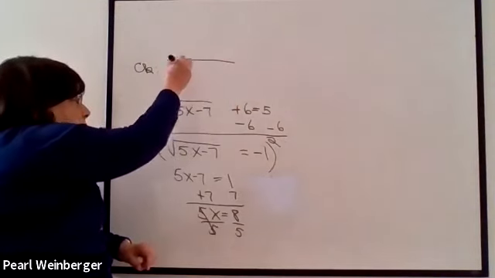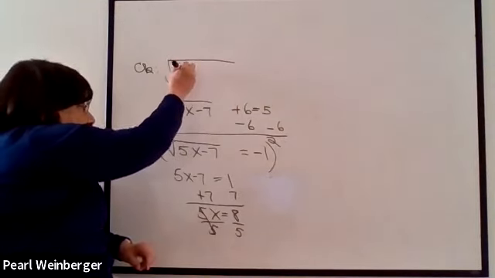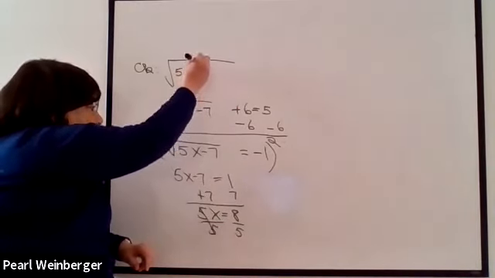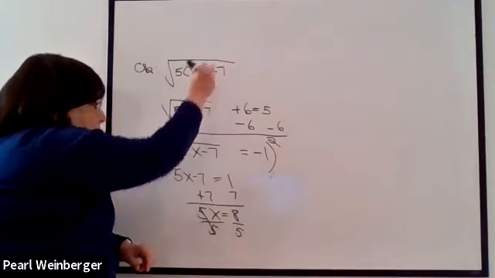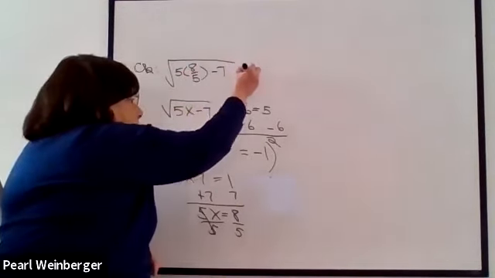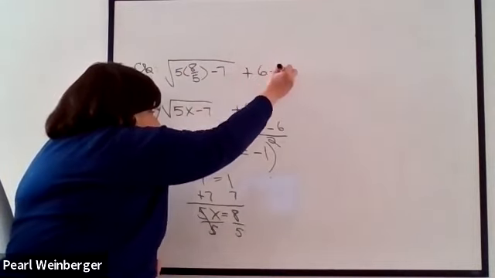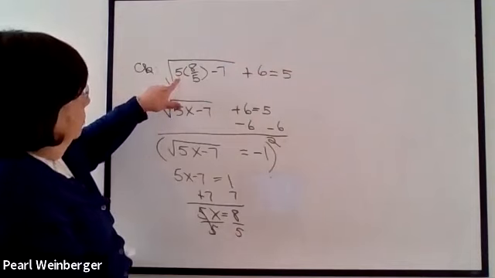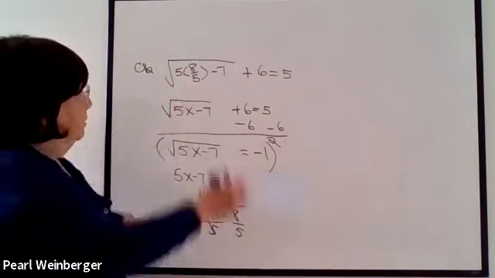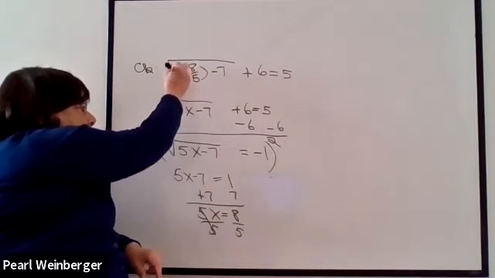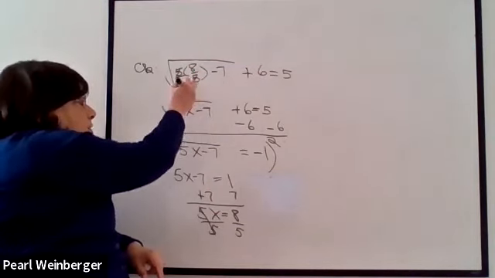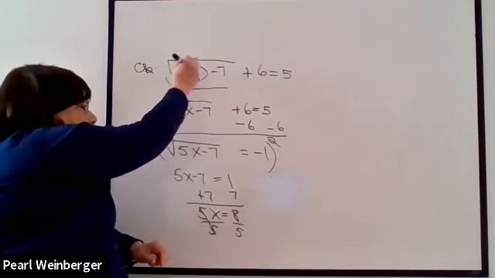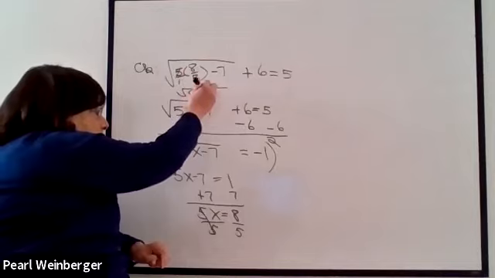Okay, so I'm going to have 5 times my x, which is 8 over 5, minus the 7, plus 6 is going to give me 5. That's what I have to check. Well, let's see. When I multiply 5 times 8 over 5, remember, this is like a 5 over 1, and the 5's cancel out. So this just gives me 1 times 8, which is 8 minus 7.